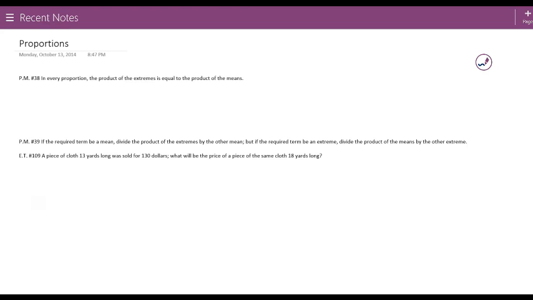In Pure Mathematics, section 38, it says, in every proportion, the product of the extremes is equal to the product of the means. Now before we get that far, a proportion is two ratios that are set equal to each other. So I believe the example they have is 6/8 is equal to 15/20. And of course, if we reduce that down, we can divide by 2 here, and we get 3/4, and divide by 5 here, and we get 3/4. We see that that is equal.